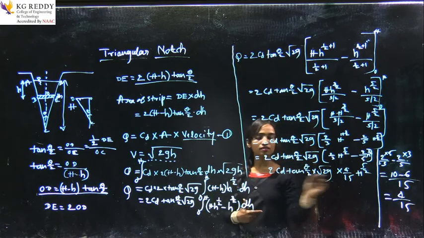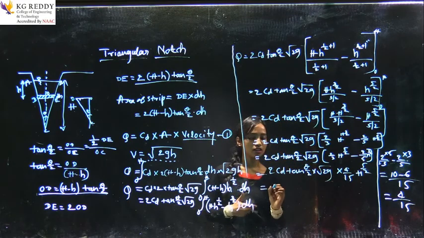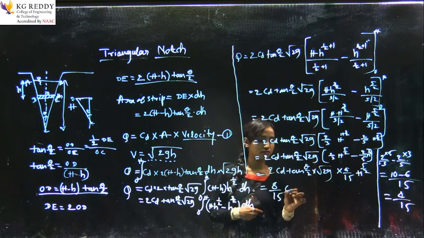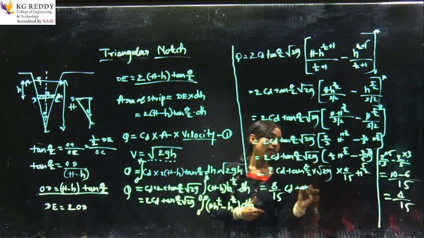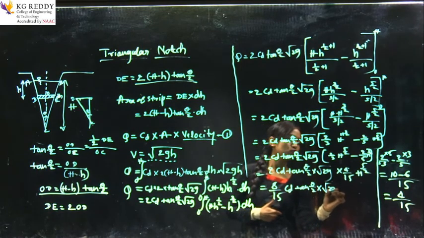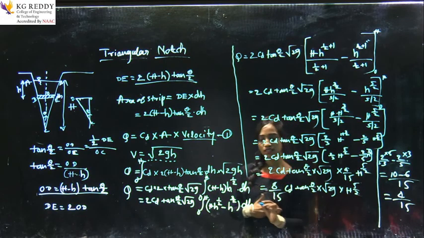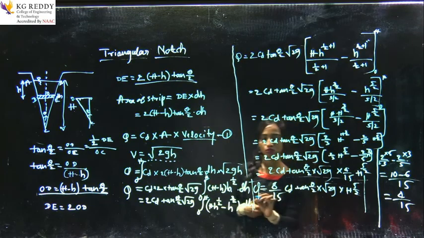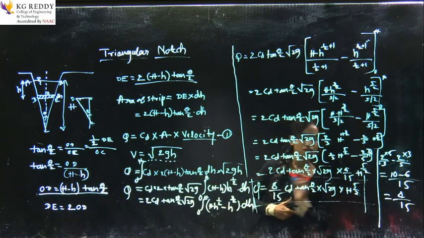Here I am just rearranging the terms. 4 by 15 into 2 is 8 by 15: 8 by 15 CD tan theta by 2 into square root of 2g into H raised to 5 by 2. This is your final equation for finding the discharge through the triangular notch.